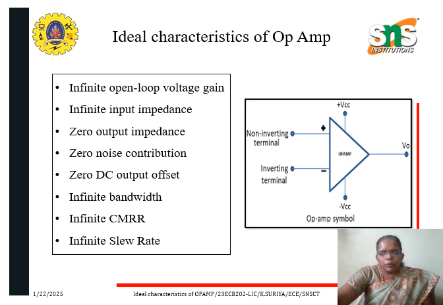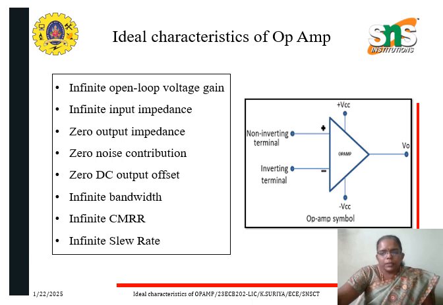The next one is slew rate. Slew rate is nothing but how fast the op amp achieves its final value. It is determined by the slew rate. So the op amp should attain its final value very fast, so that there should not be any delay. So the slew rate should be infinite for an ideal op amp, so that any change in the input voltage simultaneously changes the output voltage also.